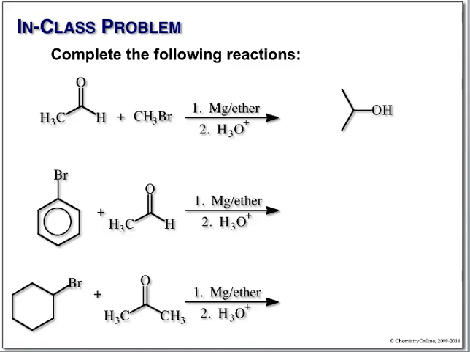Now think about it. Our hydrogen is still here, isn't it? We've gone from the aldehyde to the secondary alcohol. One methyl group from the carbonyl compound, one methyl group from our Grignard reagent.